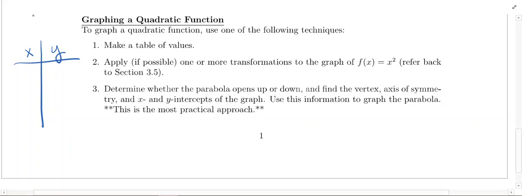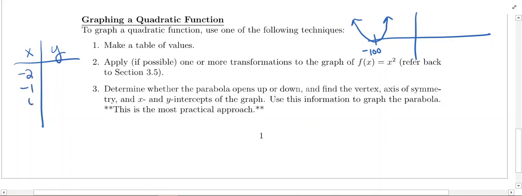And then you end up with a bunch of x-y pairs that you can plot. For parabolas, this could be difficult to do because you don't know where your parabola is centered. So you'd have to ultimately use the vertex formula to figure out where your parabola is centered. If you had a parabola, for example, centered way out at x equals negative 100, usually when we make a table of values, we pick things like -2, -1, 0, 1, and 2. If your parabola is way out at -100, you're kind of wasting your time. So while you can make a table of values to graph a parabola, it's not the most practical approach.